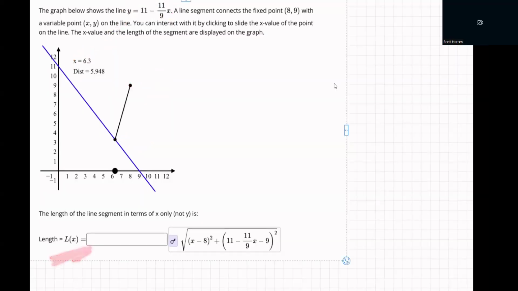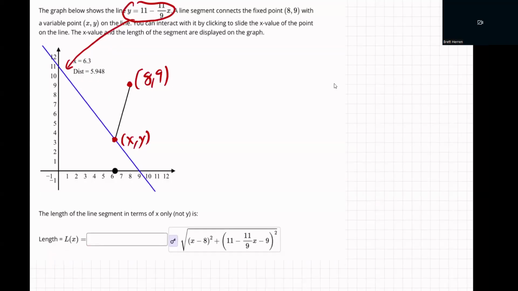How do we find the length of this line right here? So what is L of x, the length of that line segment? How do we find that? Well, we've got to use the distance equation between 2 points.